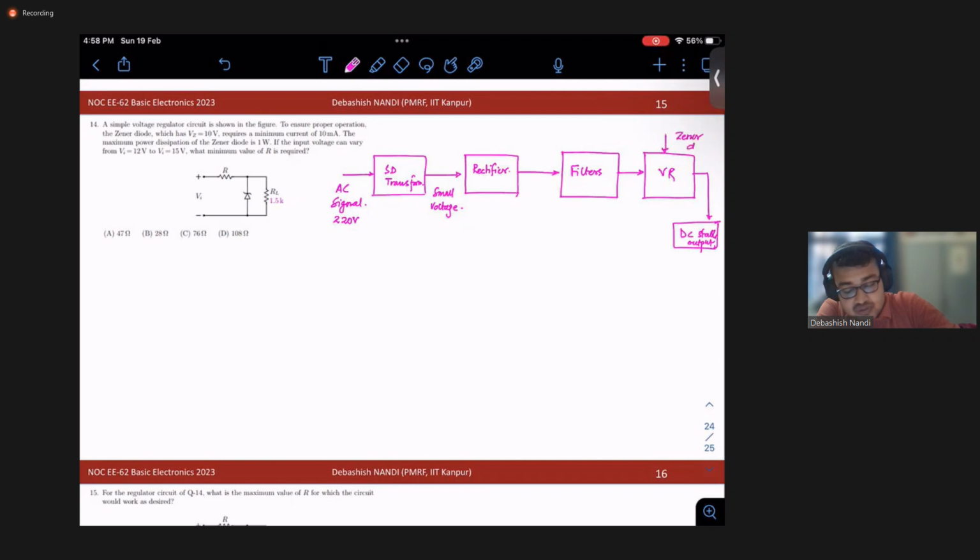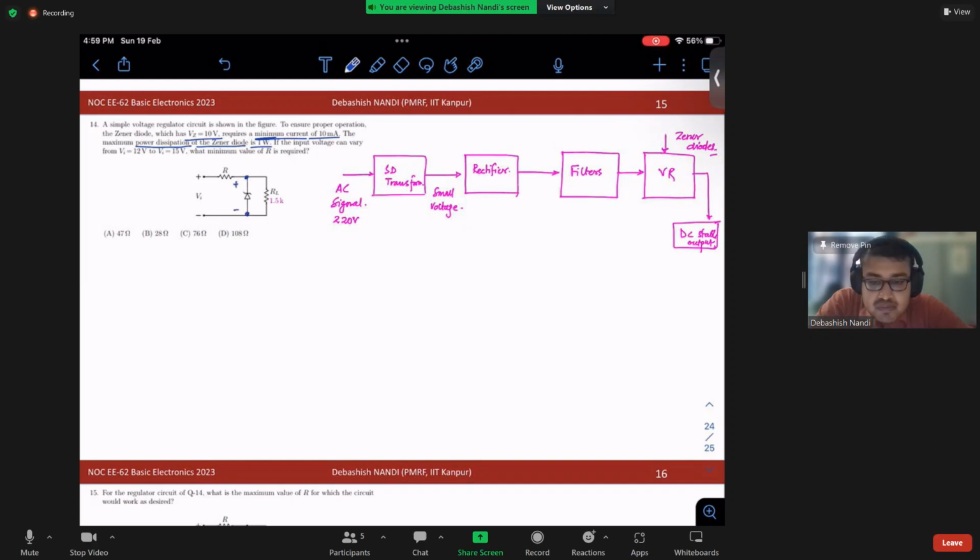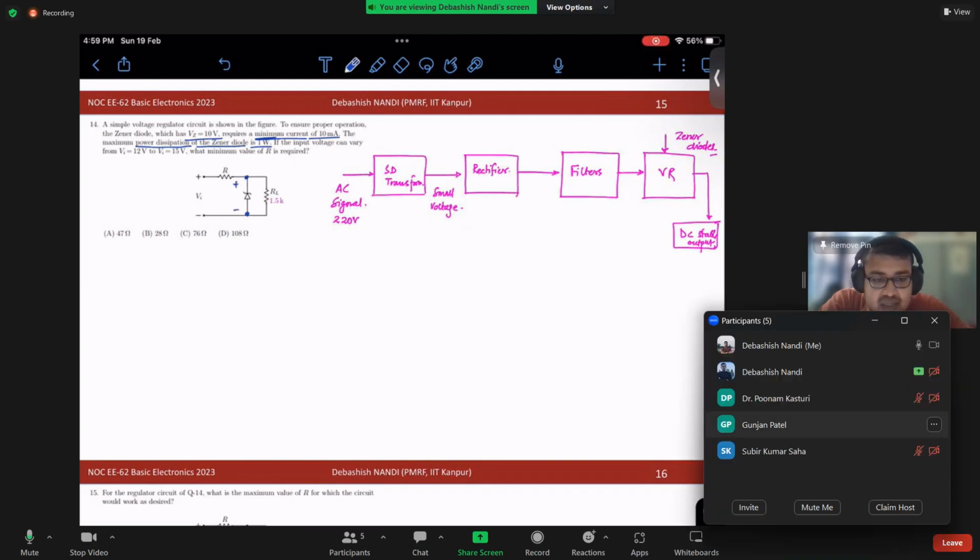We are out of time, but let's go through this problem very quickly. They are asking that to ensure proper operation, a Zener diode which has Vz equal to 10 volt requires a minimum current of 10 milliampere, and the maximum power dissipation of the Zener diode is 1 watt. Can anyone please tell me what is the significance of this circuit?